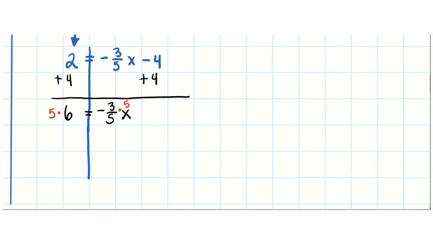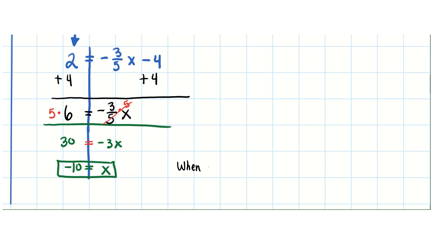So we have a fraction, and we know how to cancel fractions, right? Fraction means division, so we're going to multiply both sides by the denominator, which in this case is 5. When you do that on the right side, the denominator is going to cancel. You're just left with the numerator, which is negative 3, and our x. Inverse operation of multiplying is dividing. So if I divide both sides by negative 3, I get that x equals negative 10.